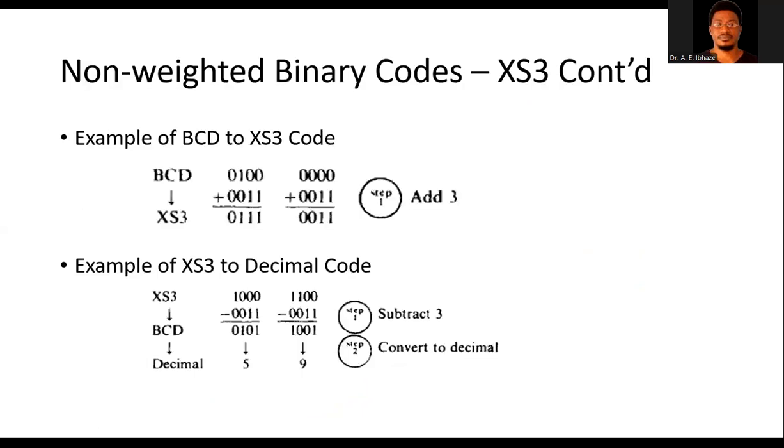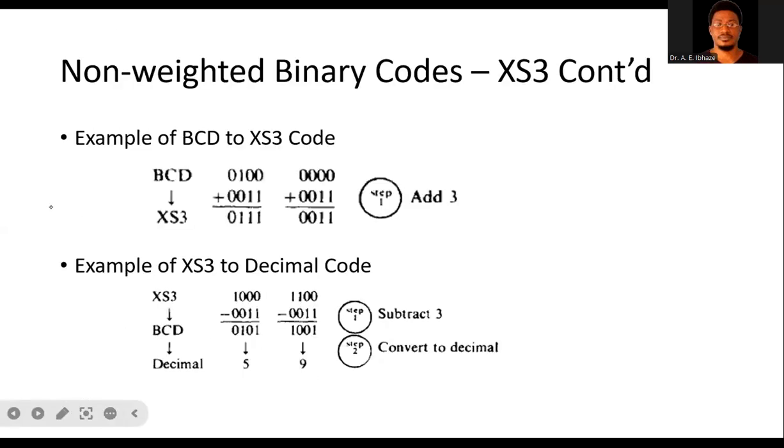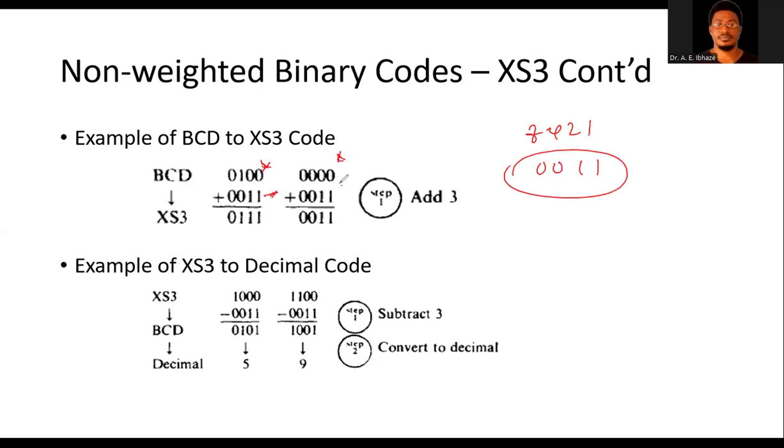We also have BCD to SS3, but in this case, we have the BCD code. So what we now have to do is to add 3. So what is 3 in BCD? We have 8421 BCD, for instance. Now 3 is 0011. Okay, so it means we are going to add 3 to whatsoever BCD code we have, and then we arrive at the SS3 code. And we also have SS3 to decimal.